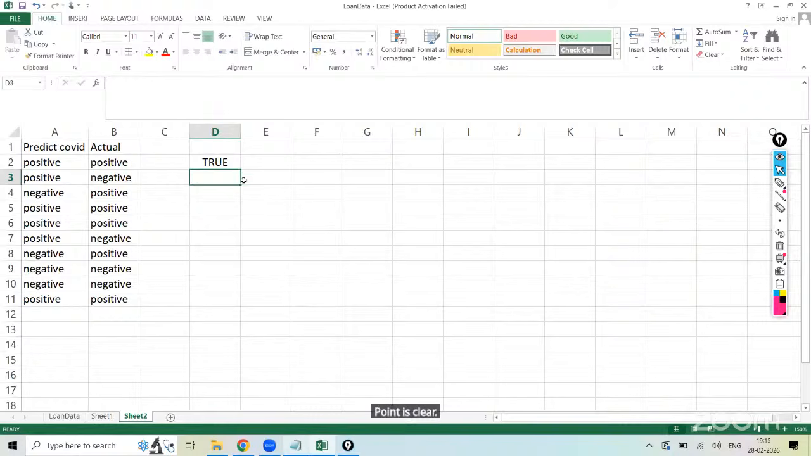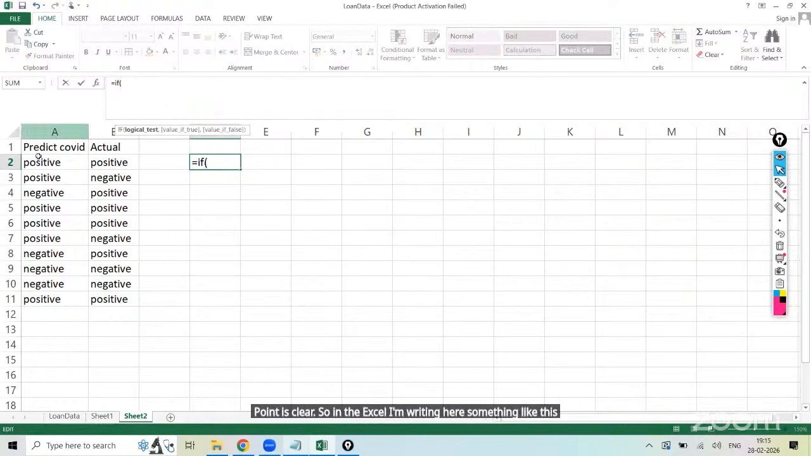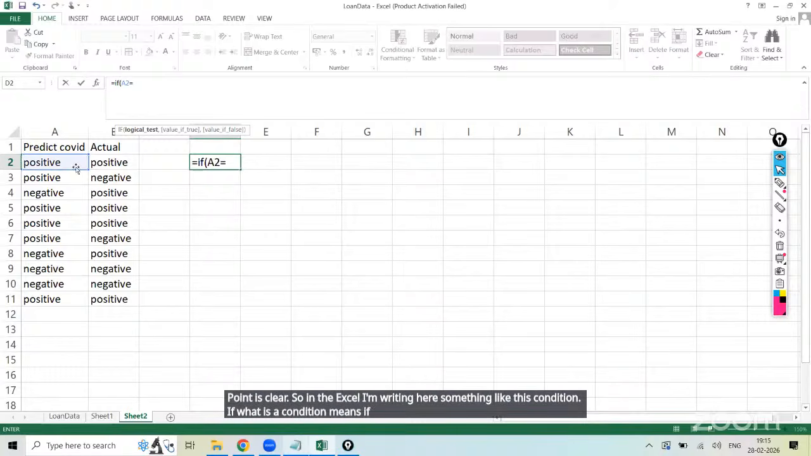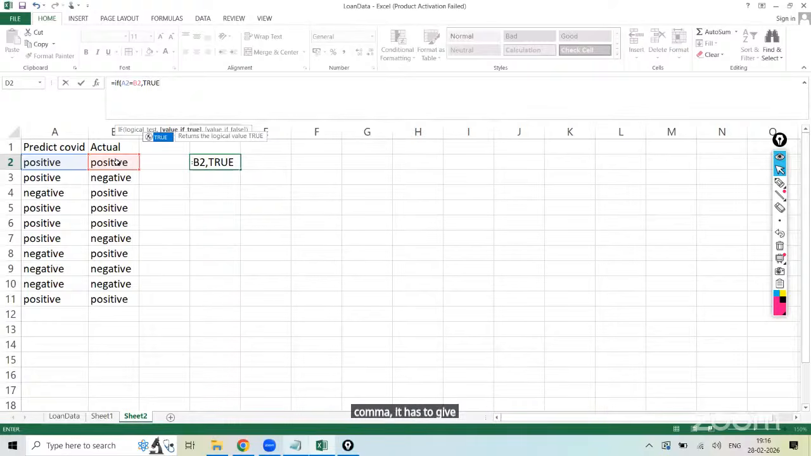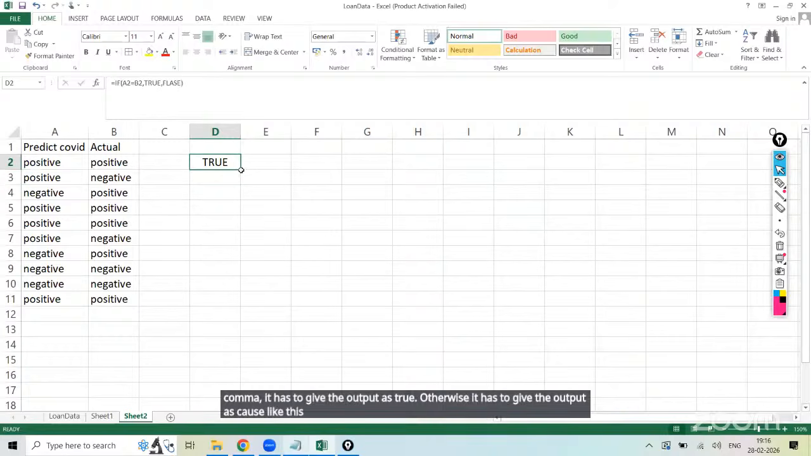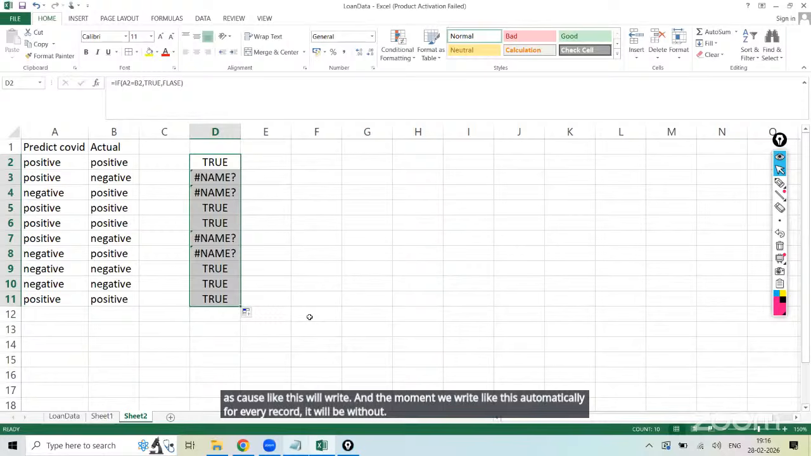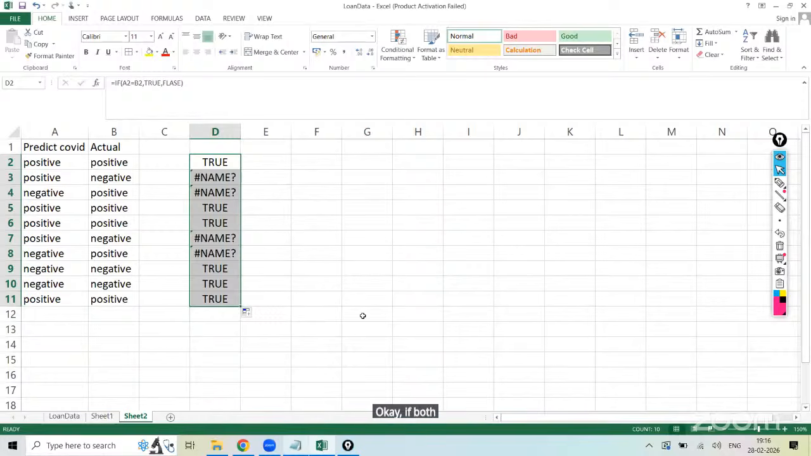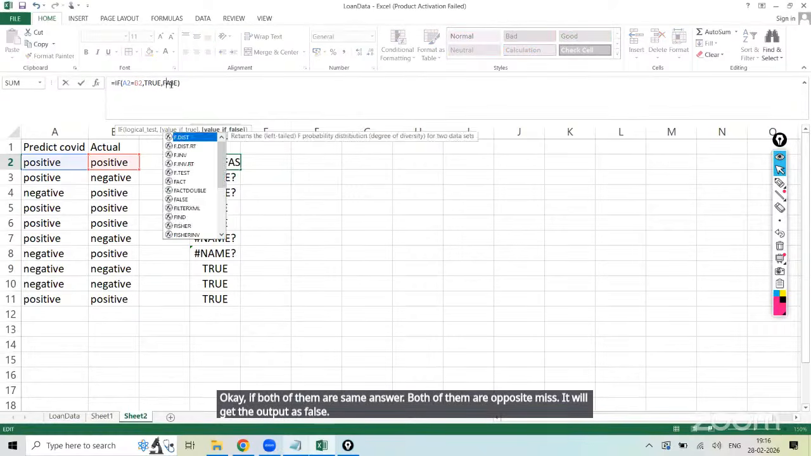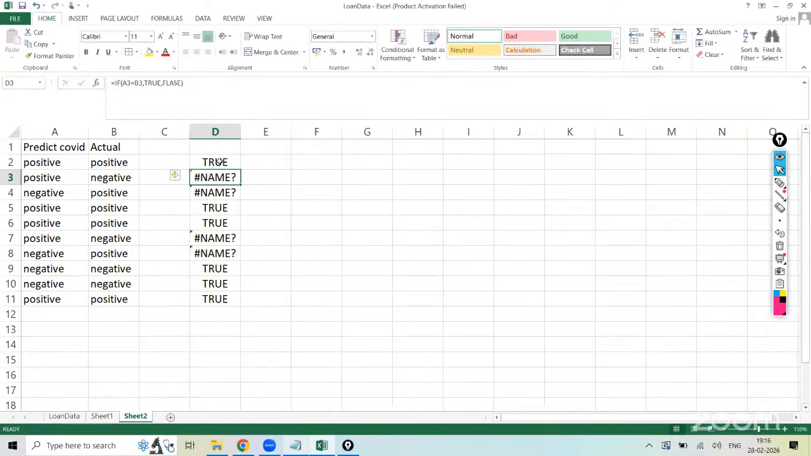So, in the Excel, I'm writing something like this. Condition: if this one is equal to this one, comma, it has to give the output as true. Otherwise, it has to give the output as false. Like this we'll write, and the moment we write like this, automatically for every record, it will give the output. If both of them are the same, it means same answer; if they are opposite, it will give the output as false. See, in one shot it is completed.